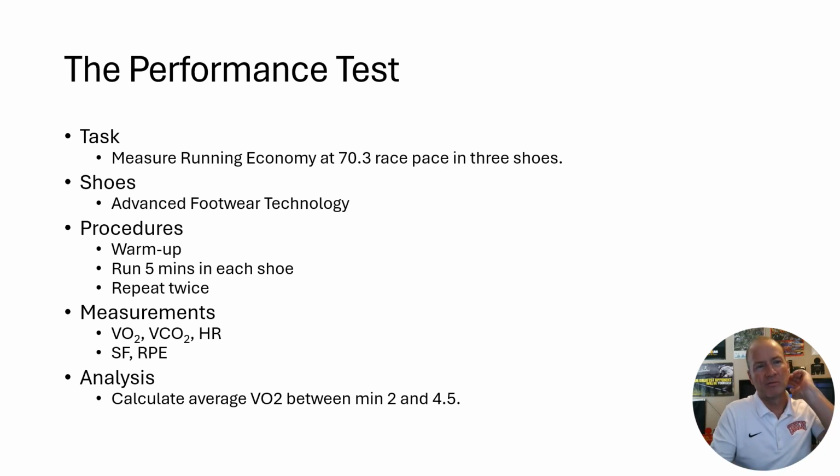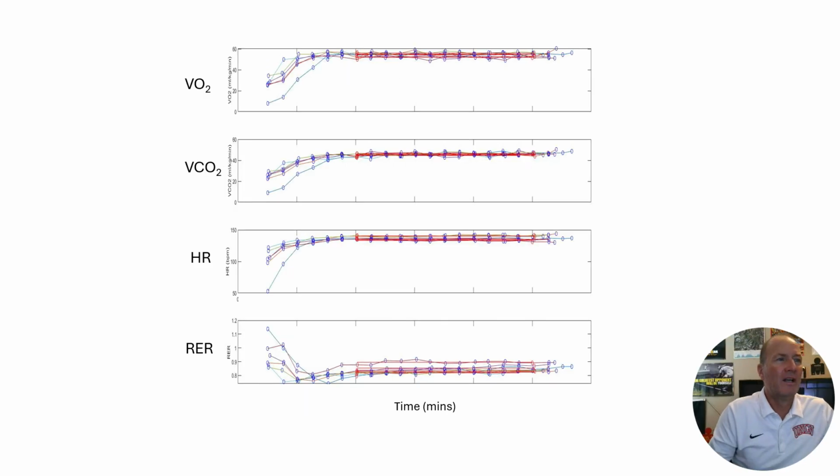And then we also measured rating of perceived exertion, which is just a subjective rating of how hard the exercise feels. For the analysis, we calculated the average VO2 and average VCO2 and average heart rate between minutes 2 and 4.5. This is what the data look like for all the shoe conditions.